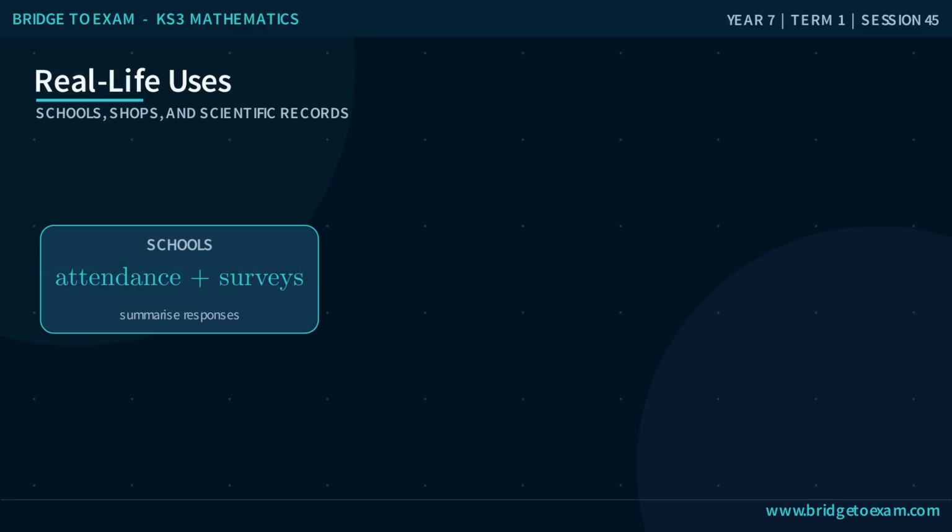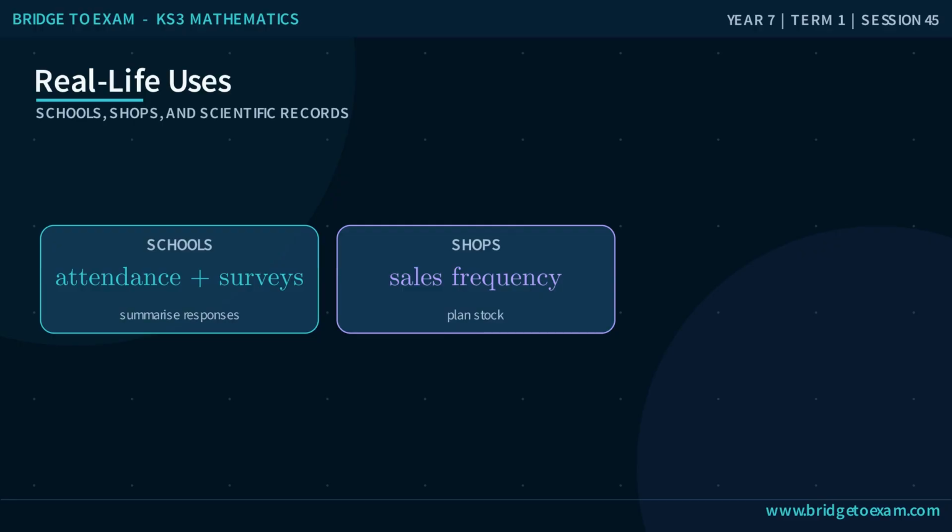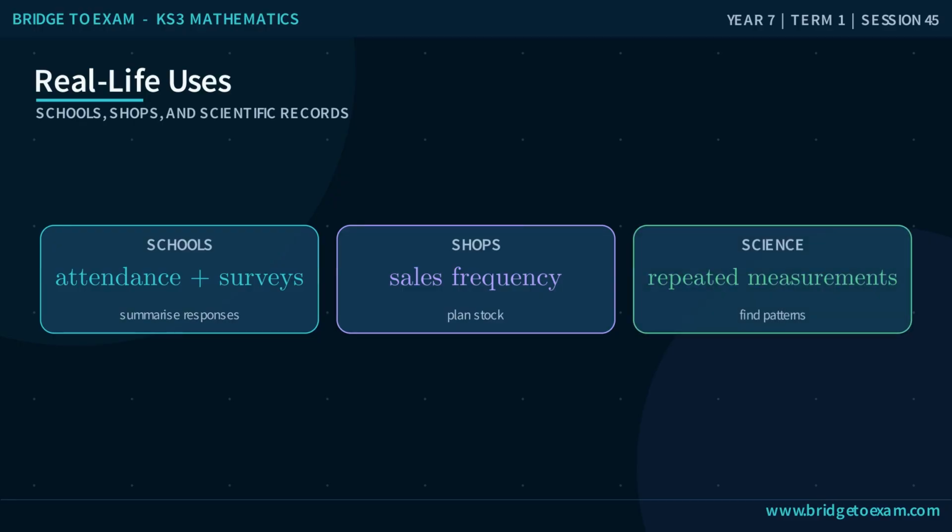Schools summarize attendance, travel choices, and survey responses. Shops count product sales to plan stock. Scientists record repeated measurements before analyzing patterns.